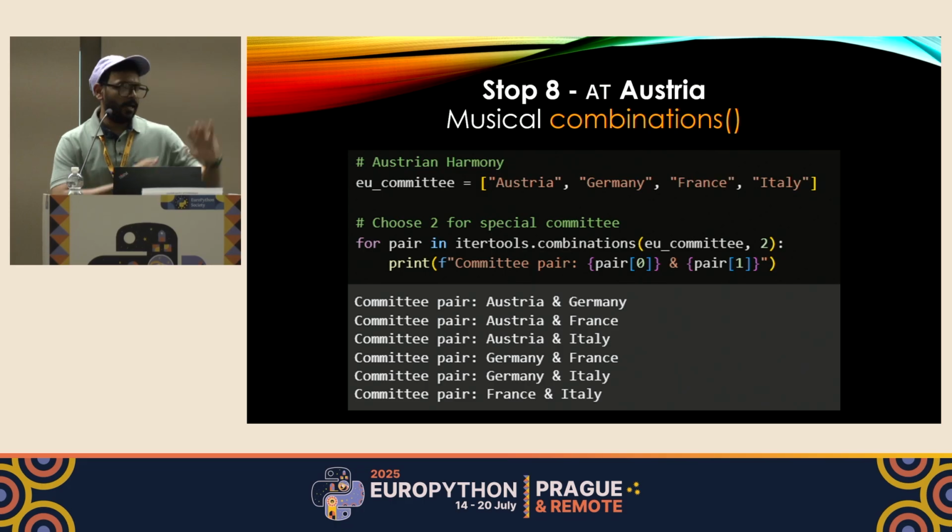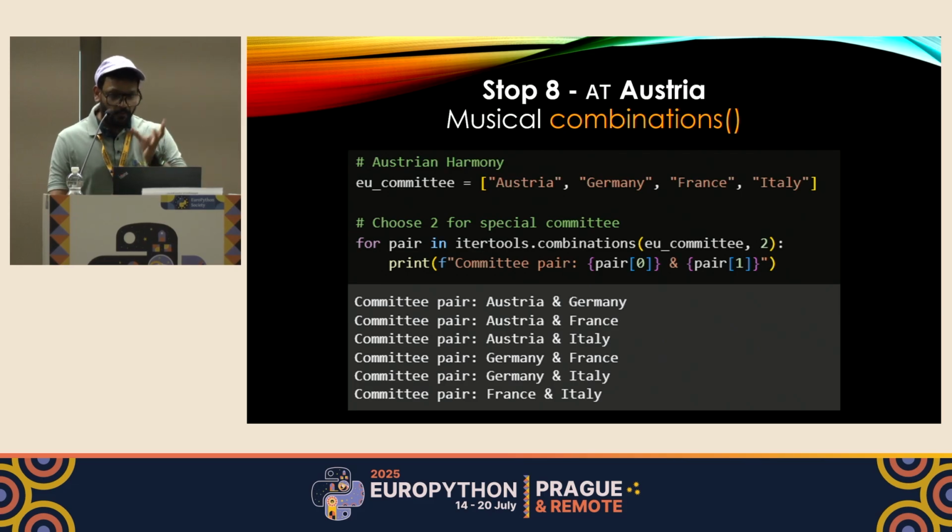And finally, our last stop is Austria, a country known for classical music, harmony, and beautiful paintings, right? This makes it a perfect match for itertools combinations. The combination function is also similar to permutations. It finds all the combinations from one set of input. The only difference is we can set the output length using the combinations function, which you can see in the code. Here we have the European committee of 4 countries.